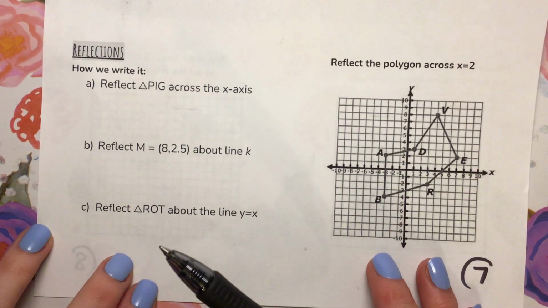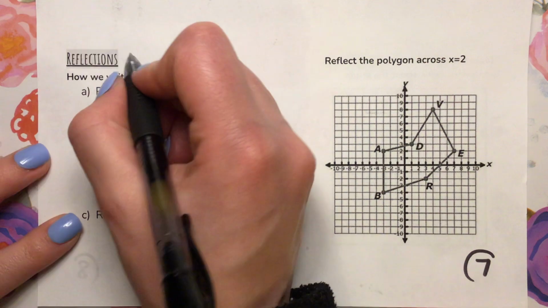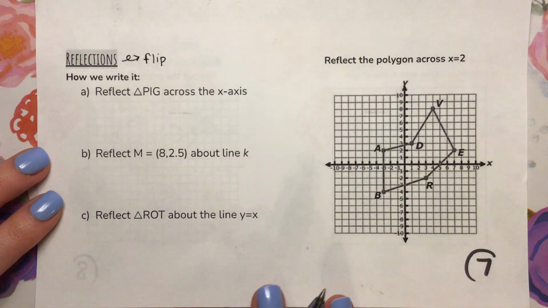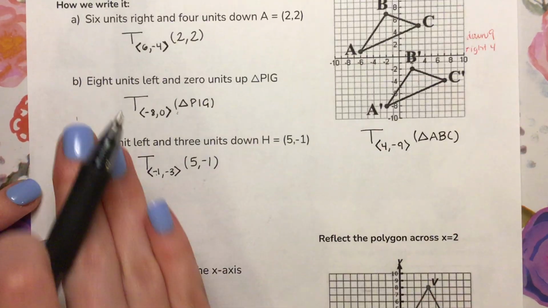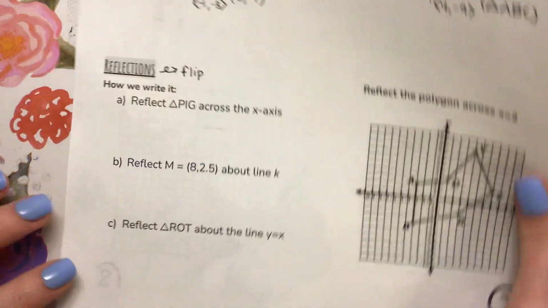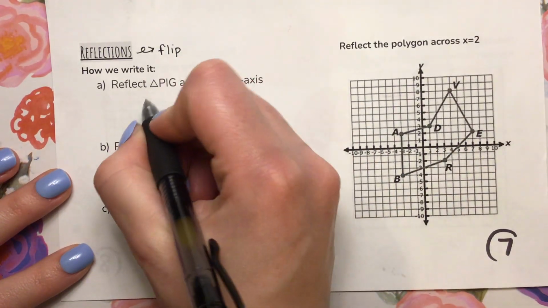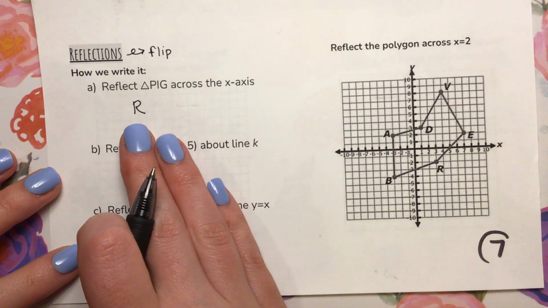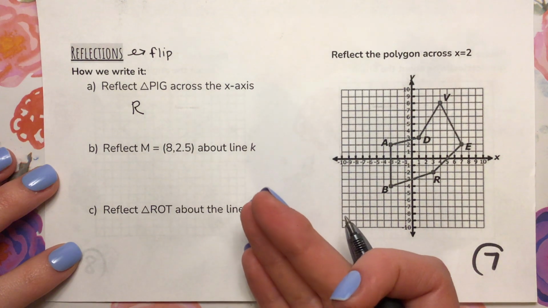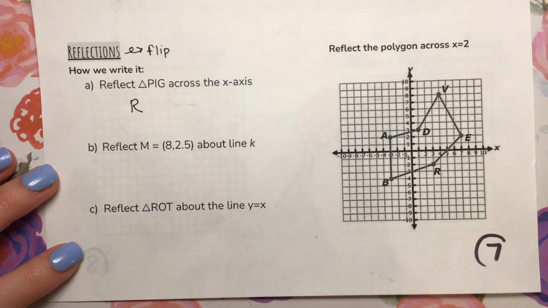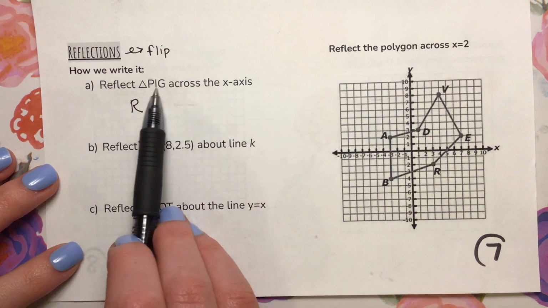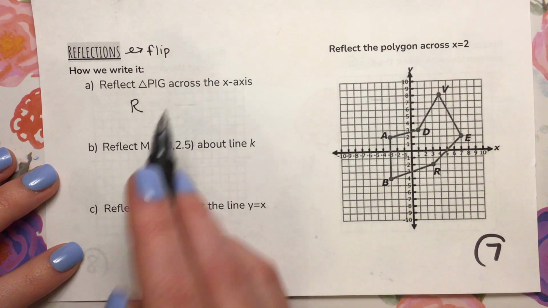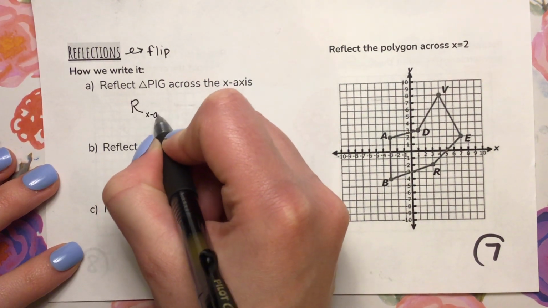Okay, reflections. Reflections, the kind of equivalent word for that is going to be flip. We flip something over a line. So, just like there was a capital T that represented translate, for reflection, we're going to have a capital R that represents reflect. And just like with the translation, I need to know where I'm reflecting, or about what line am I reflecting this. So we're going to indicate the line that this is getting reflected across. So it says reflect triangle PIG across the x-axis. So this says reflect, but reflect where? On the bottom right-hand corner of the R, I'm going to put x-axis.